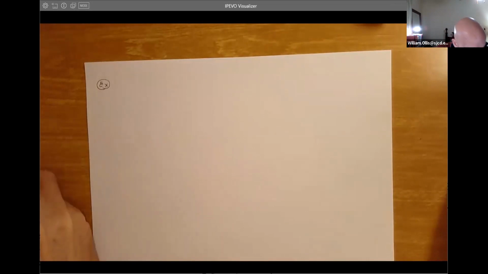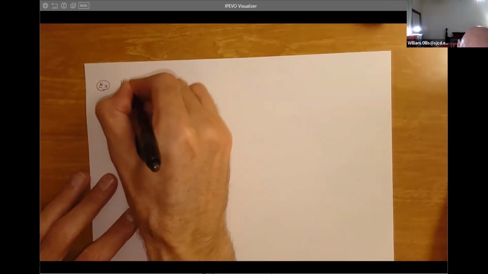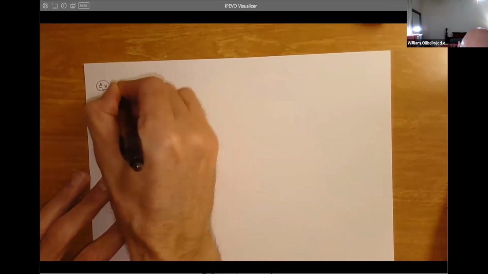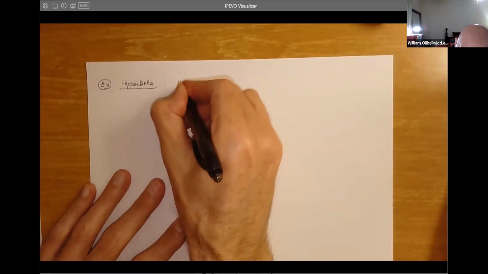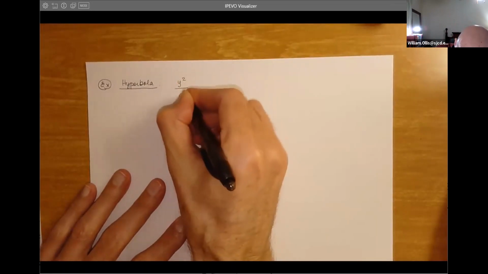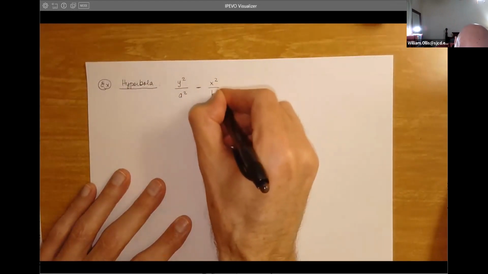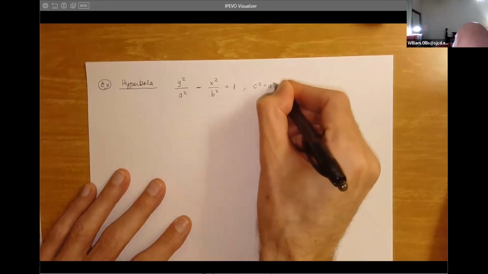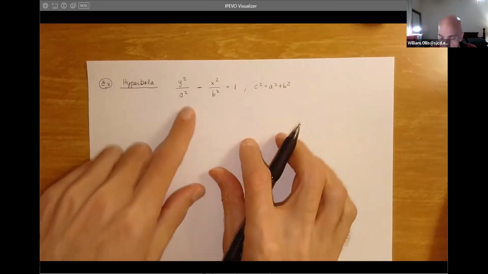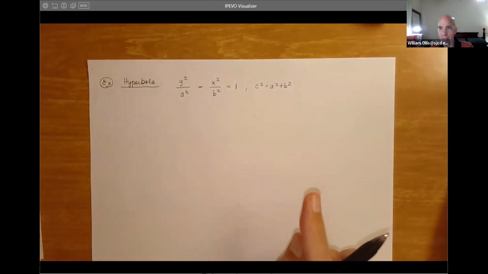Keep it really simple. So for instance, say we had the hyperbola. And I'm going to use the same notation I used last time. Say we had y squared over a squared minus x squared over b squared equals 1. This is where c squared equals a squared plus b squared. So when you looked at this, you would have y-intercepts and the branches would go like this and like this, intersecting the y-axis.